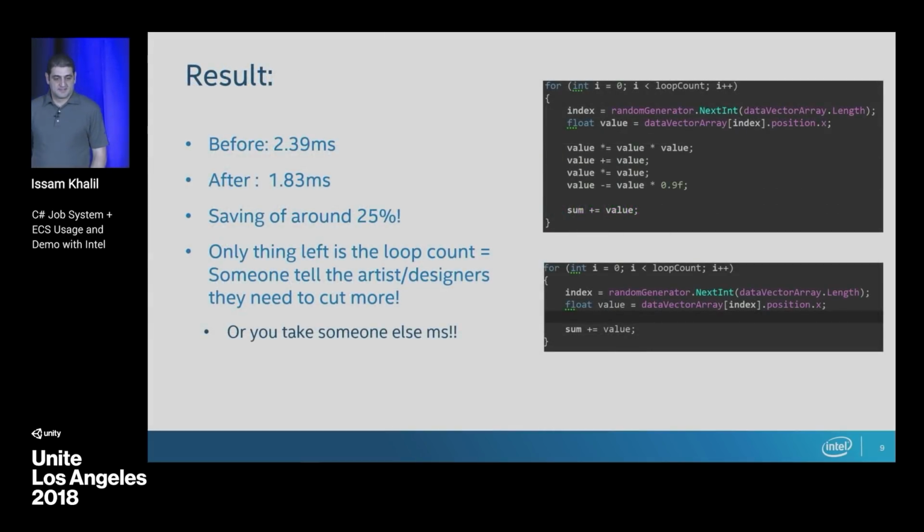The result that I get is, before I had, for example, in this case, I should have put 2.4. I don't know why I left 2 decimals, 2.4 milliseconds. And then I cut all my work. I mean, completely cut the work, and now I have 1.83. I saved about 25%. The only thing left is the loop count.